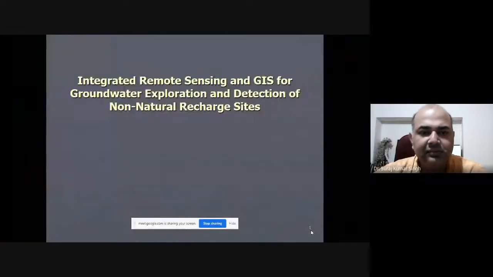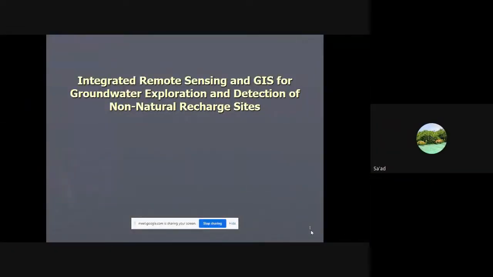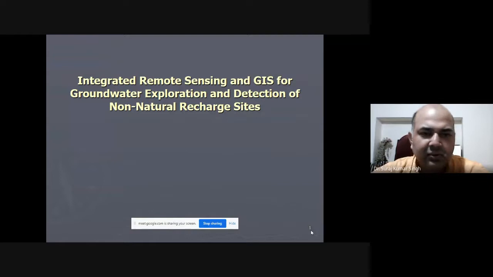Can you see my slides? Yes, sir. So today we'll be studying remote sensing technique and GIS for groundwater exploration and detection of non-natural recharge. So there are two techniques right now I'm talking about. One is remote sensing and another one is GIS.